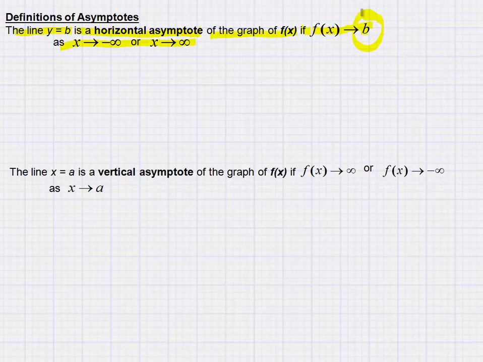However, if the ends of your graph are just pointing up or pointing down, going to positive or negative infinity, both up, both down, then you don't have a horizontal asymptote because your y value, your f of x value, is not approaching a constant. Only if your y value is approaching a constant at the ends of the graph. That's what this means here, the ends of the graph. Then you would have a horizontal asymptote.